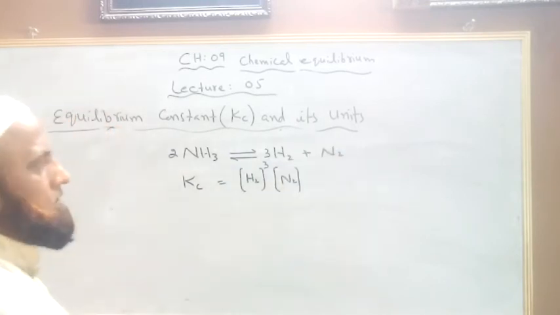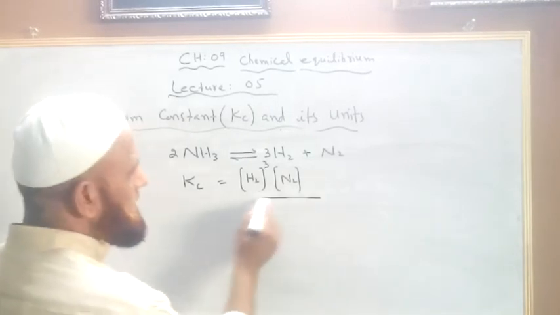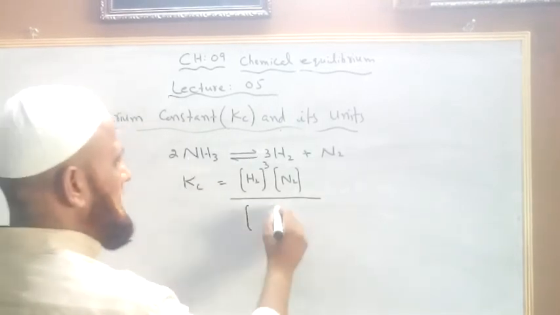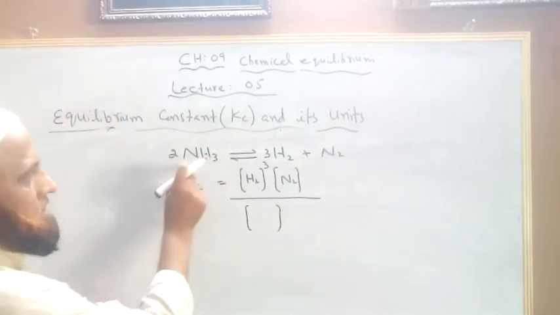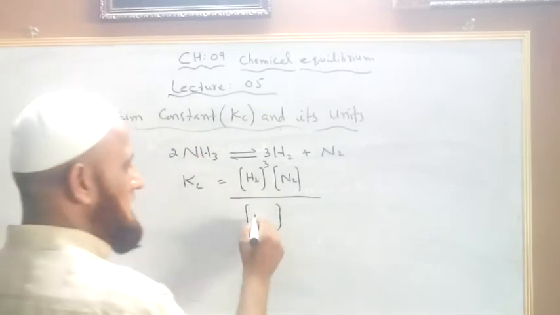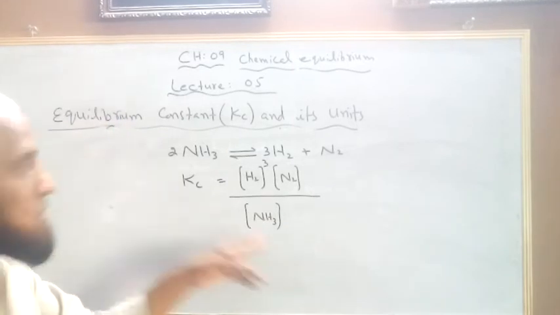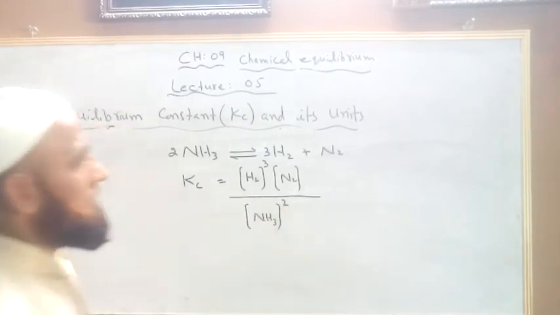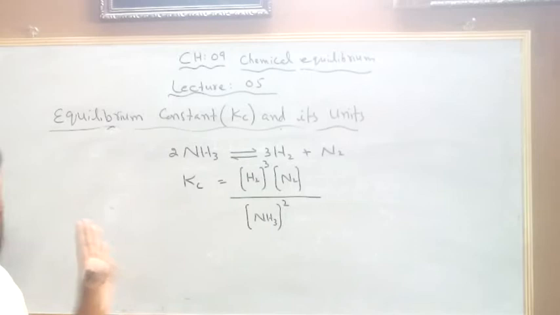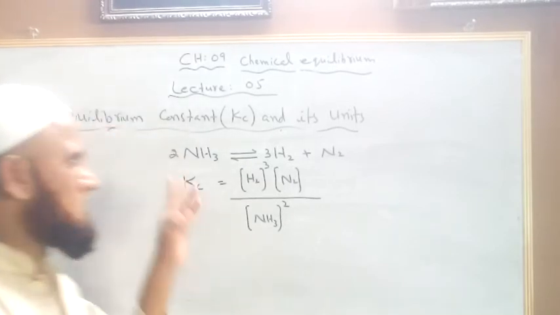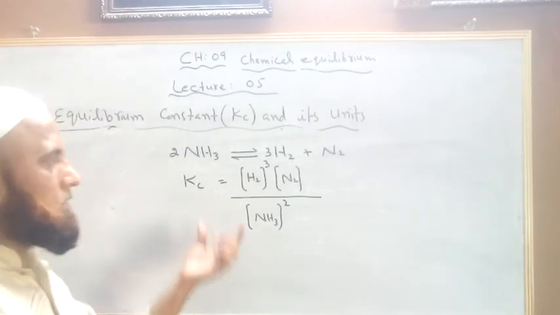Since there is 1, there is no need to write 1. Divided by the product of concentration of reactants, and since it is single, ammonia was the reactant, that's why I have written the reactant in this form, raised to the power of its coefficient. This is the Kc expression as in the balanced chemical equation. That's why the equation must be balanced. So this is how you can define the Kc equilibrium constant and write the Kc expression.